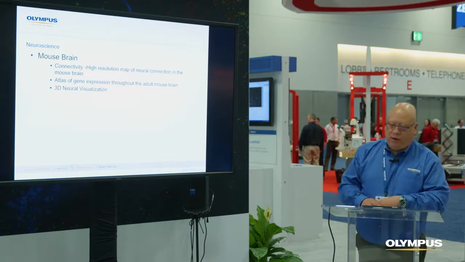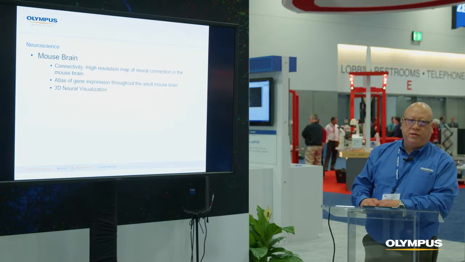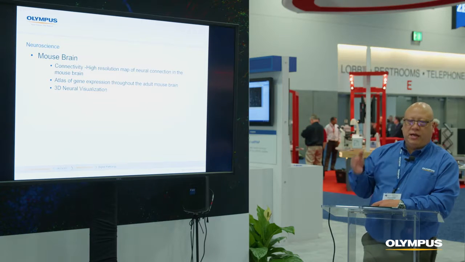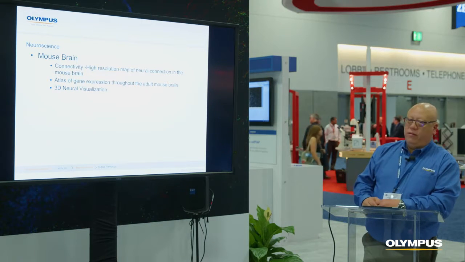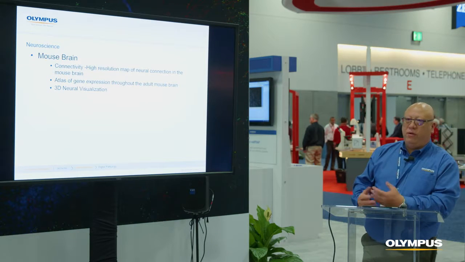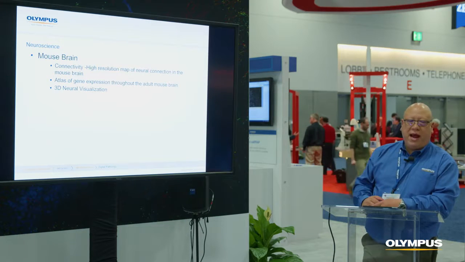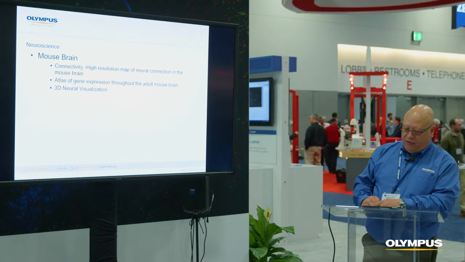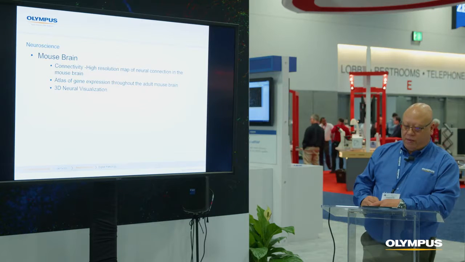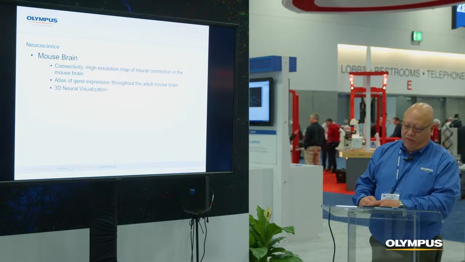So today, what we look at in mouse brains, the connectivity was one of the first projects out there a few years ago, where we would rapidly try to capture as many brains or sections as possible and connect a neural network for the mouse brain itself. And then we also see that a lot of groups are looking at creating an atlas for gene expression throughout the adult mouse brain and even some younger mouse brains. And then later on, we'll look at the idea of 3D neural visualization.